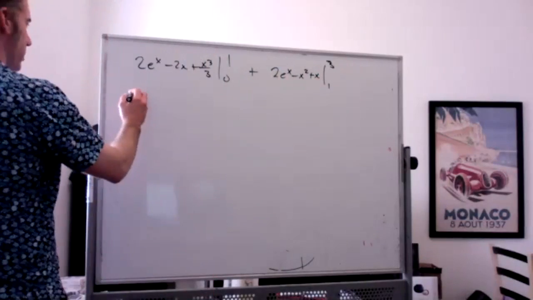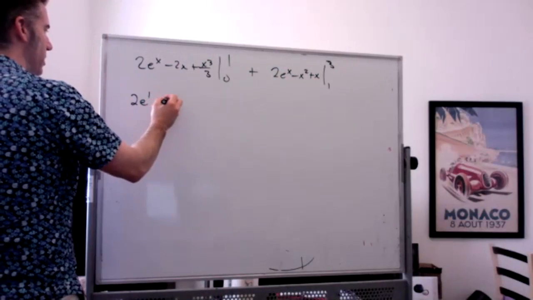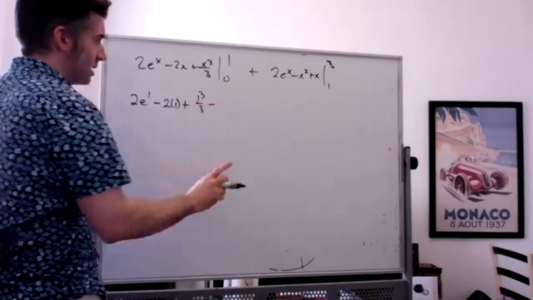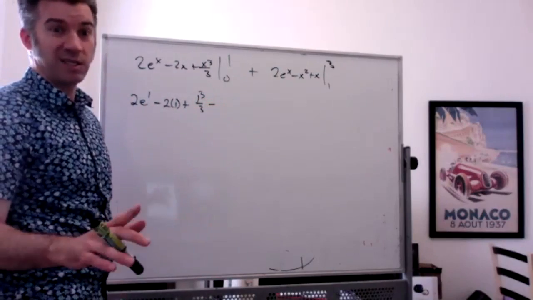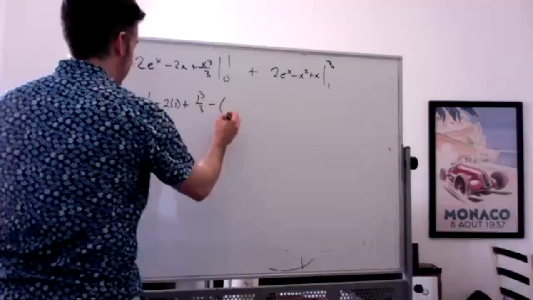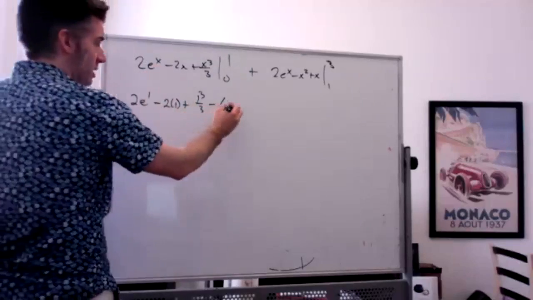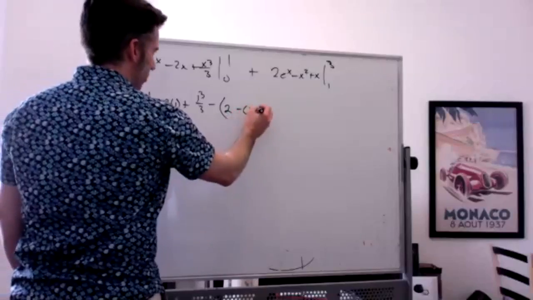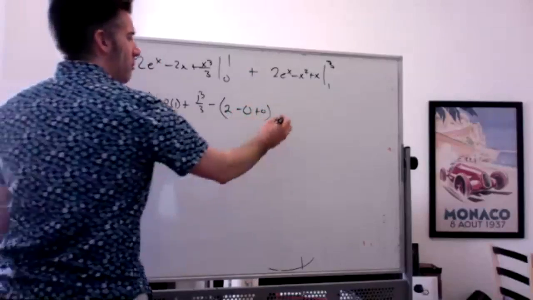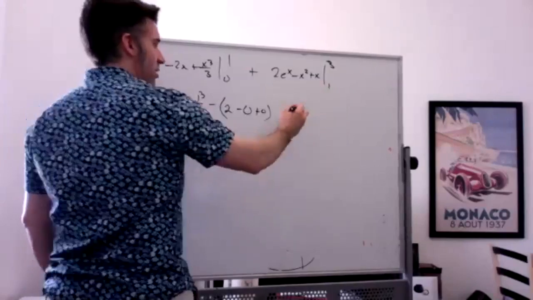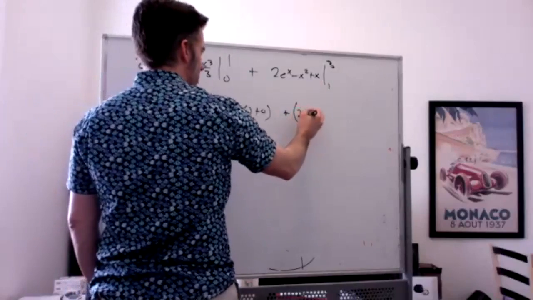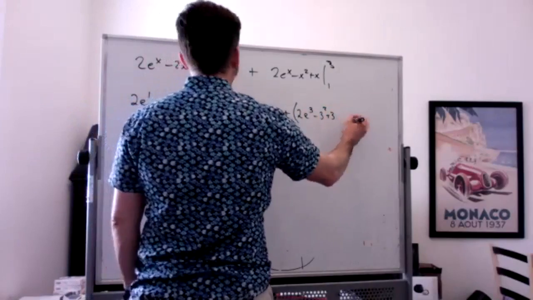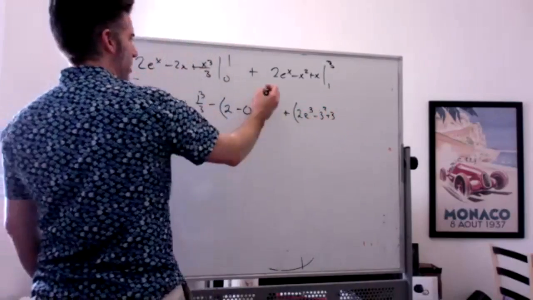So plugging in 1, we're going to get 2e to the 1 minus 2 times 1 plus 1 cubed over 3 minus, this is a place where we have to be careful. Plugging in 0 doesn't mean everything is 0. We get minus 2e to the 0, which is just 2 times 1, which is 2, minus 0 plus 0. Plus, then we're going to do the same thing here. We're going to plug in 3, and we're going to get 2e cubed minus 3 squared plus 3. And you can put some bigger brackets around this.